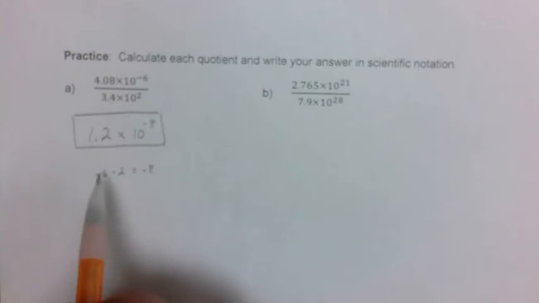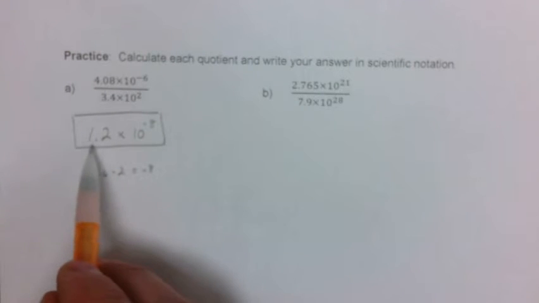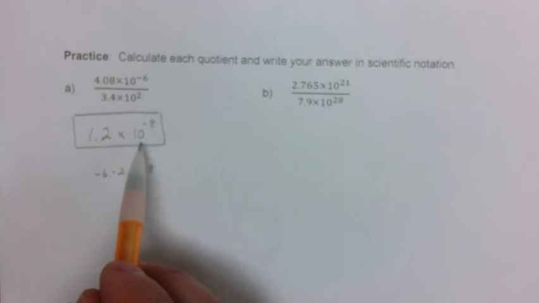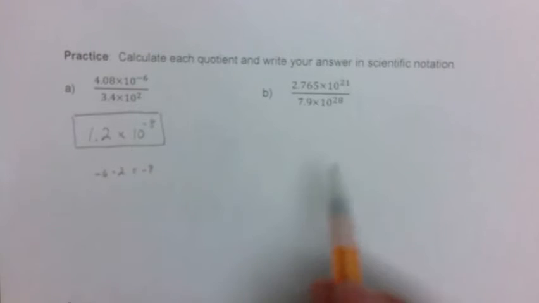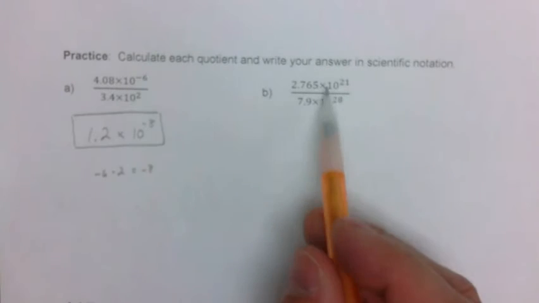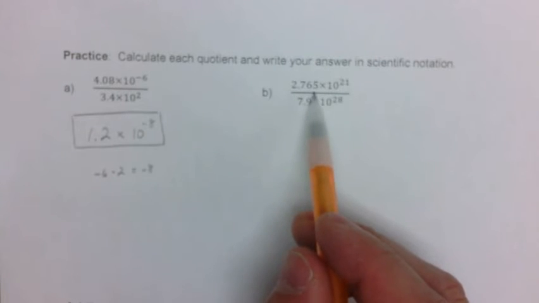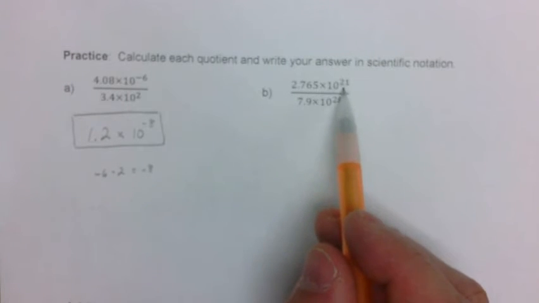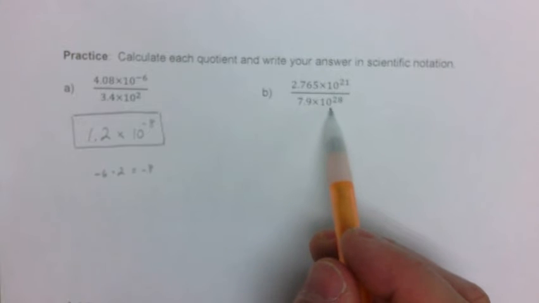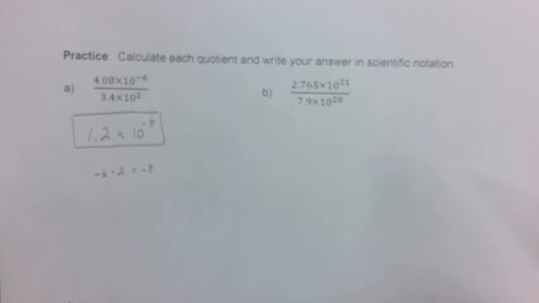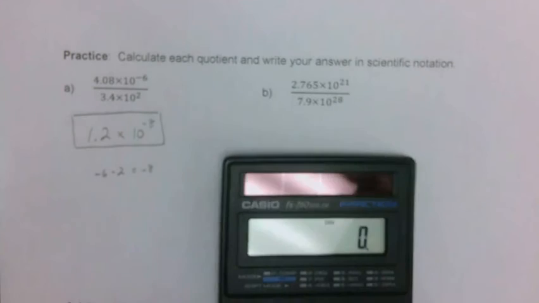Right? This is already written in scientific notation. My first number is between 1 and 10 multiplied by a power of 10. In letter B, again, both numbers are already written in scientific notation. 2 and 765 thousandths times 10 to the 21st power divided by 7 and 9 tenths times 10 to the 28th power. Let's first divide the constants.